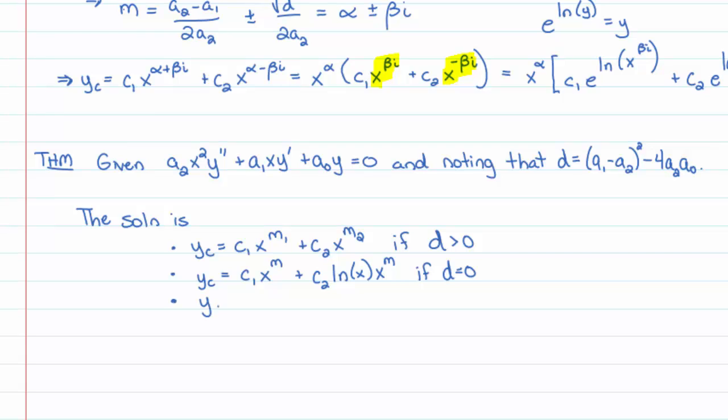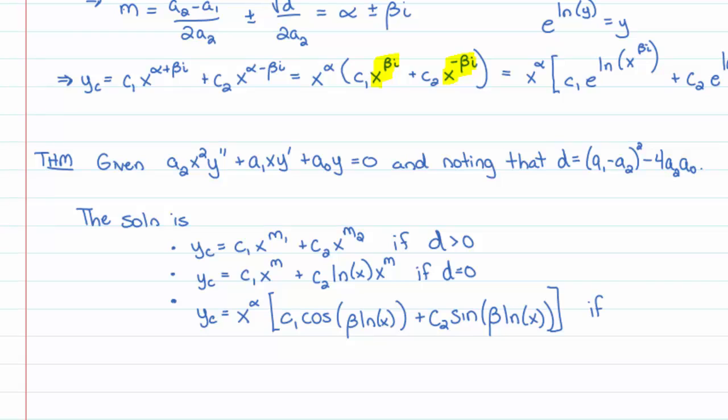And finally, I have to give myself a little more room here. y sub c is equal to x to the alpha times the quantity c1 cosine of beta natural log of x plus c2 sine of, again, beta natural log of x. And that is if the discriminant was negative, because we end up having imaginary solutions. That's where the alpha and the beta come from.